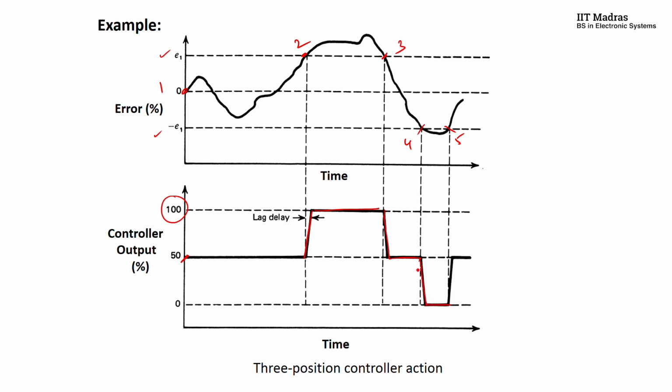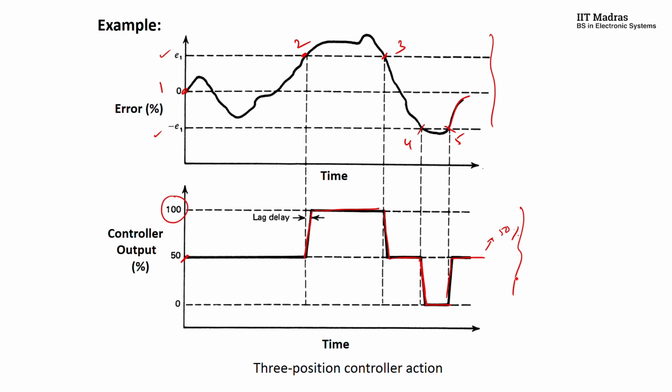Of course, with the delay you are having a little ramp in this control output here, okay. Now again, after 5, you have this error entering the band of minus E1 to E1, so therefore you are getting back to 50%, okay. So this is the way you should be able to plot the control output given an error curve like this, okay. This is the given error curve, okay, and this is the control output, okay.